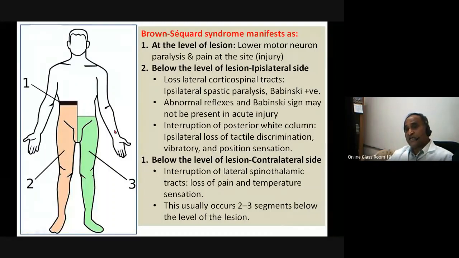So the crossing takes place 1 or 2 segments above. So what happens? Even though this is the site of lesion, the pain sensations are lost 2 to 3 segments below the level of the lesion. That means the crossing takes place 1 or 2 segments up. That is why the loss is from the lower levels: the fibers come in, ascend for 2 segments, and then cross. So that is another thing.